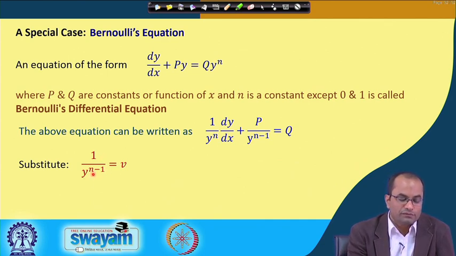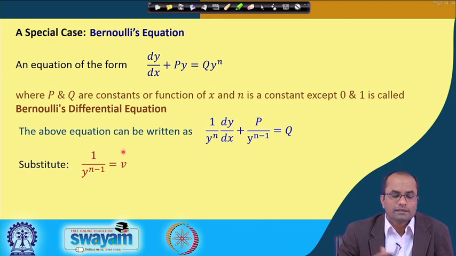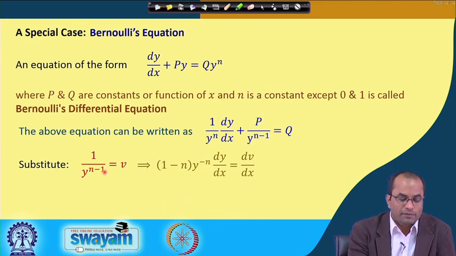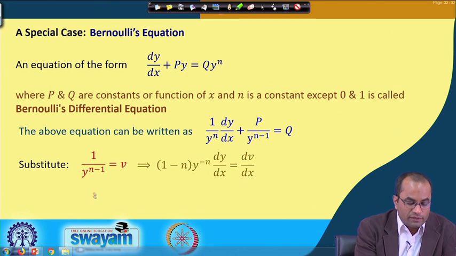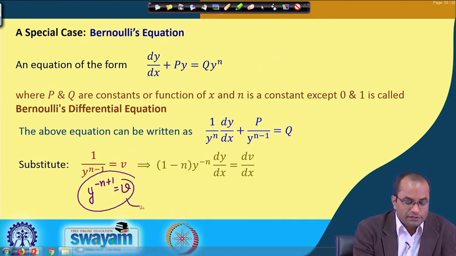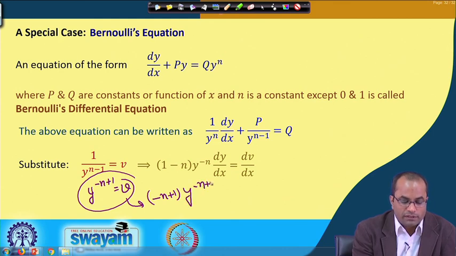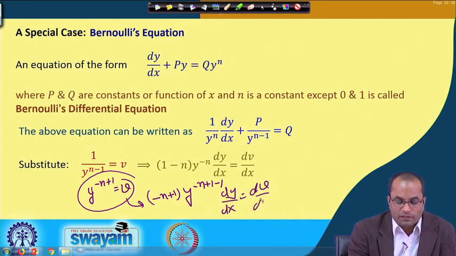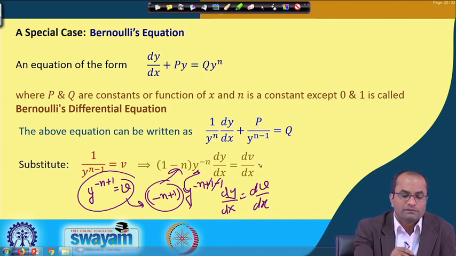So, if we differentiate here, what will happen? So, we have y power minus n plus 1 is equal to v. So, when we differentiate this, what we will get? Minus n plus 1 and y power minus n plus 1 minus 1, and dy over dx is equal to dv over dx. This is the differentiation here. So, this 1 minus n term is sitting here, and y power minus n is coming here, and dy over dx is equal to dv over dx.